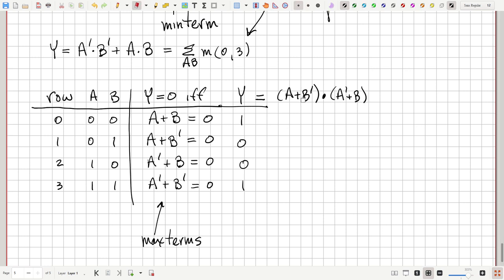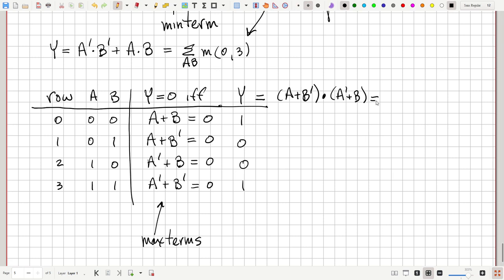Notice, when is this equal to 0? When we're either in the row with max term A or not B, that's row 1, or in the row with max term not A or B, that's row 2. And for any other row, row 0 or row 3, both of these are 1. And this is then 1 and 1, or 1 times 1, is equal to 1. So this is representing the logic function as a product of sums.